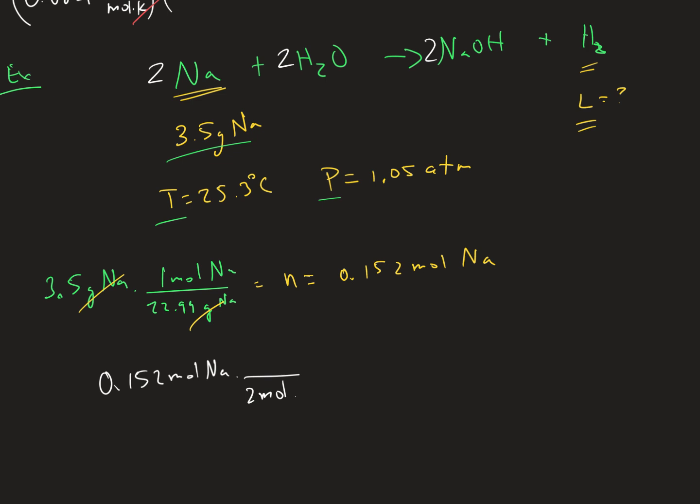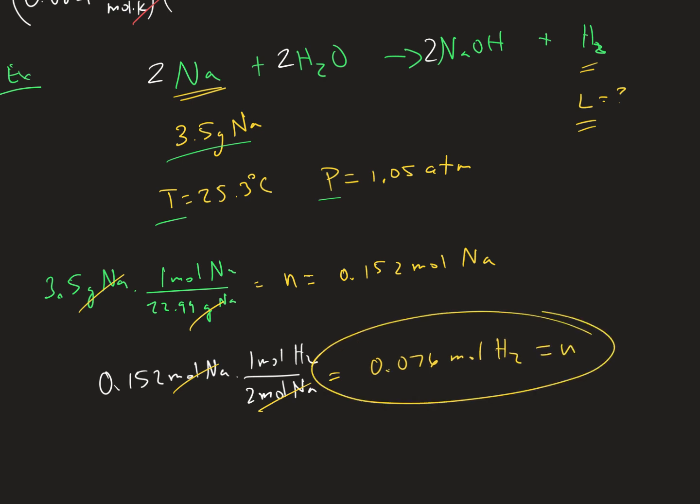Questions? 2 moles of sodium to 1 mole of hydrogen gas. And so I just divide that by 2 and I get 0.076 moles of hydrogen gas. So really that's my N, right? You follow that?